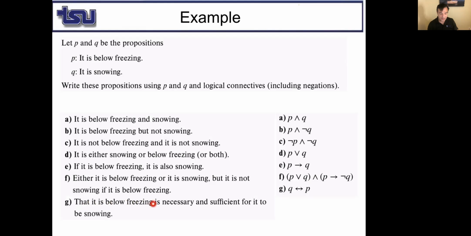That it is below freezing is necessary and sufficient for it to be snowing. That means P if and only if Q, or Q if and only if P.